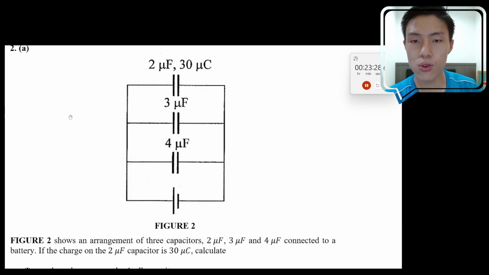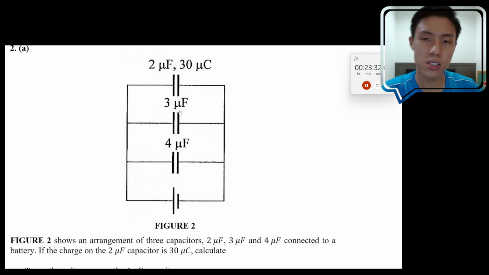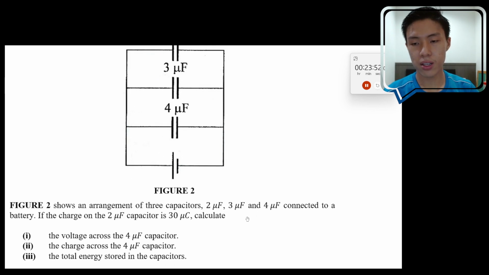Okay, so you are given a circuit over here which has 3 capacitors connected in parallel, and it's also connected to a battery. Figure 2 shows an arrangement of 3 capacitors, 2 microfarad, 3 microfarad, and 4 microfarad, connected to a battery. If the charge on the 2 microfarad capacitor is equal to 3 microcoulomb, calculate the voltage across the 4 microfarad capacitor, the charge across the 4 microfarad capacitor, and also the total energy.